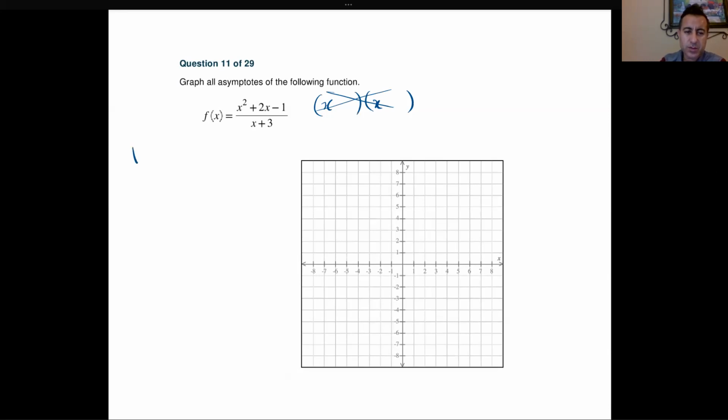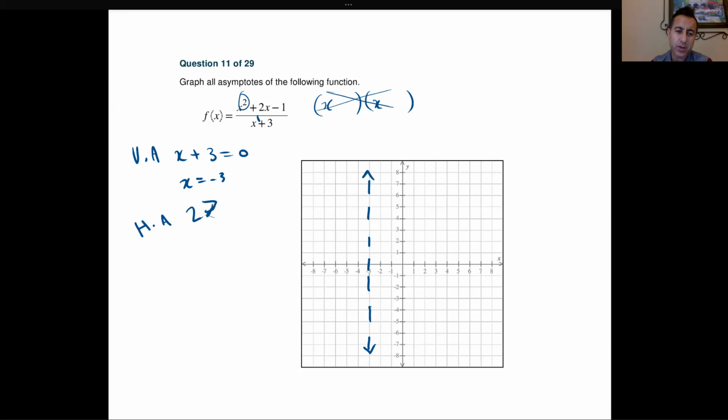The vertical asymptote is going to come from x plus 3 equals 0, x equal -3. All right, so better drawing now, right? Next one, do we have a horizontal asymptote or do we have a slant asymptote? So we're going to check the degree. This is 2, and this is 1. So 2 is bigger than 1.